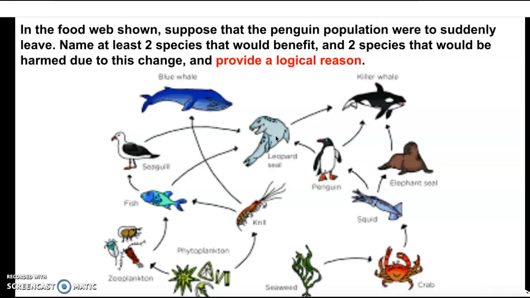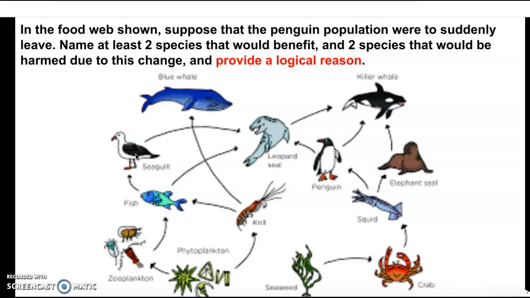Now I need to pick one more that might benefit. What might benefit? Well, let's keep going along this line here. If the leopard seals are going to get harmed, that means the seagull and the fish might benefit a little bit. Because if there are going to be fewer leopard seals, then the seagull and fish, since they get eaten by leopard seals, are probably going to have fewer predators. So I'll say that the seagull will benefit a little bit if the penguins were to go away.